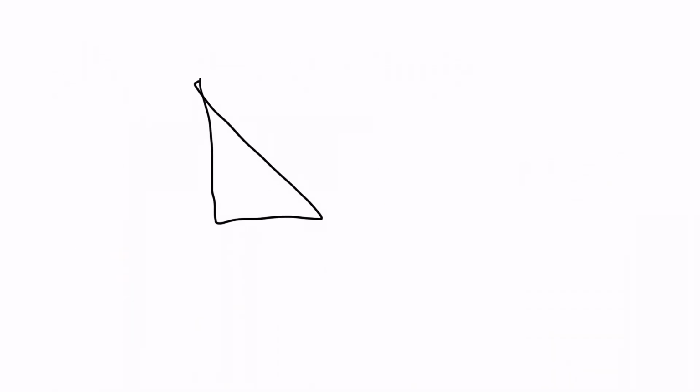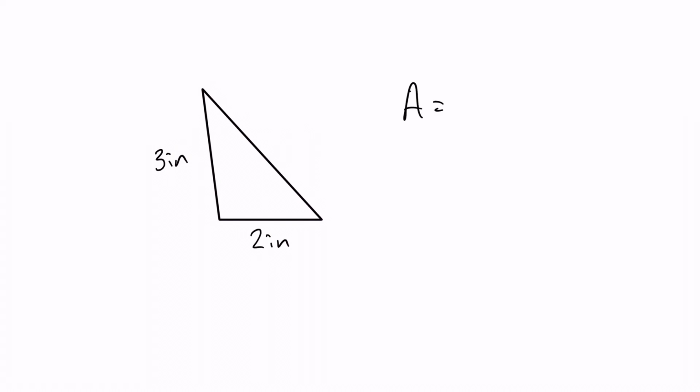So let's look at an example. Suppose we have a triangle that looks something like this. It explains to us that we have a height of 3 inches, a base of 2 inches. It asks us to identify our area, given our equation A is equal to 1/2 the base times the height. So given the information we have, we can solve our area. Remember, this is our base, this is our height.